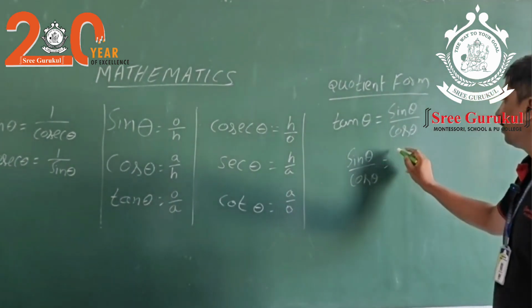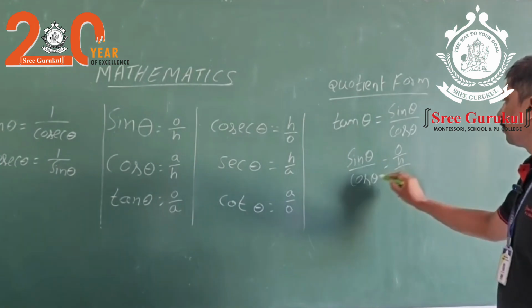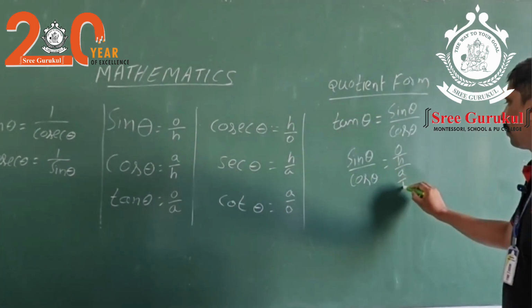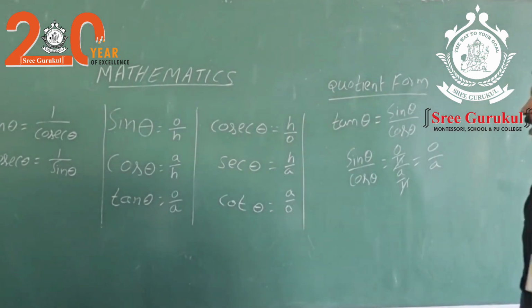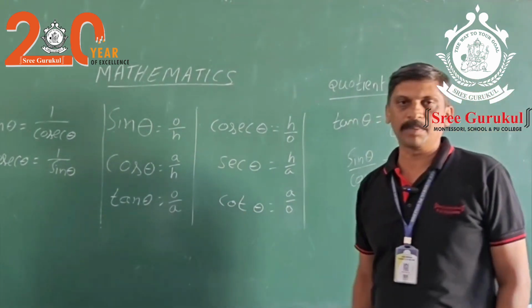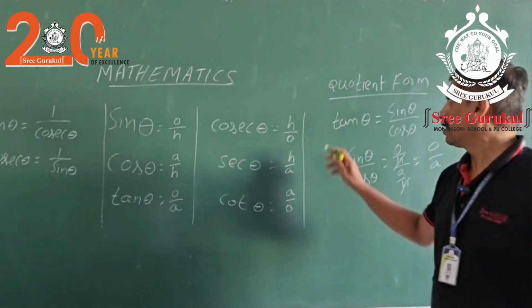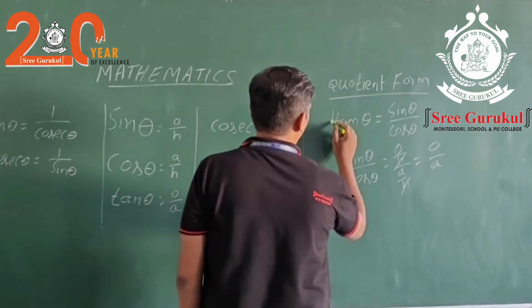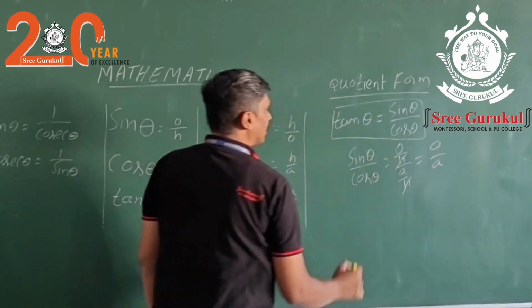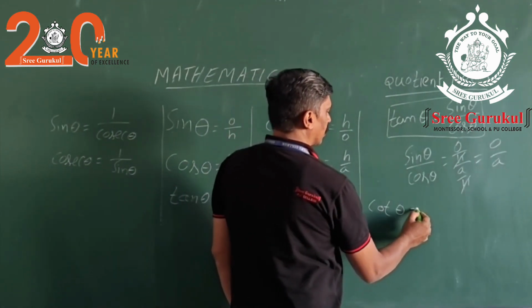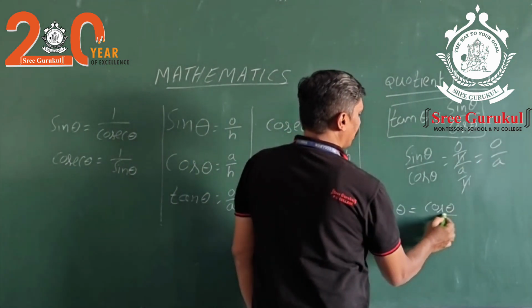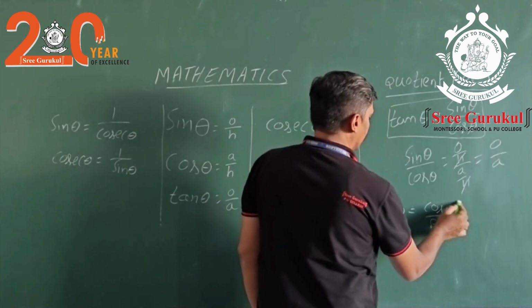What is sin theta? Opposite by hypotenuse. What is cos theta? Adjacent by hypotenuse. You cancel the hypotenuse. That becomes what? Opposite by adjacent. Opposite by adjacent is nothing but tan theta. Hence, what is the quotient form of tan of an angle? Sin theta by cos theta. Next, cot of an angle. Cot theta is equal to cos of an angle by sin of an angle.